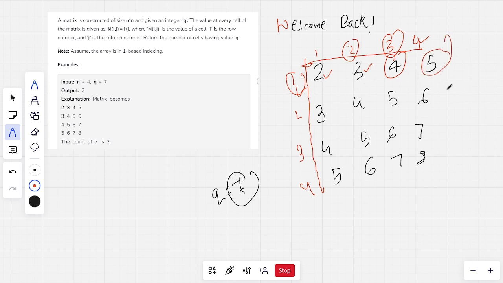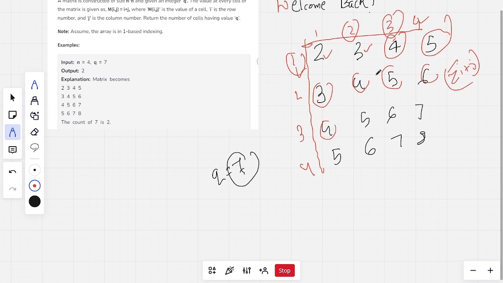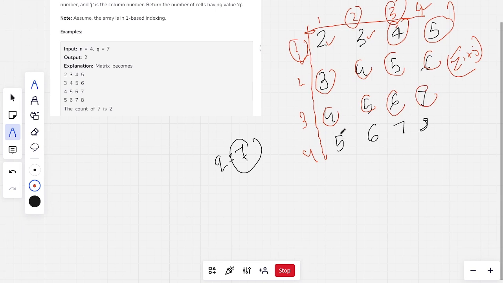This is how you have to fill it. You have to do the summation of i plus j, where i and j are nothing but the indices. Similarly, for the next row, 1 plus 2 is 3, 2 plus 2 is 4, 3 plus 2 is 5, 4 plus 2 is 6. For the next one, 3 plus 1 is 4, 2 plus 3 is 5, 3 plus 3 is 6, 4 plus 3 is 7. Similarly for the last one, it is 5, 6, 7, and 8.